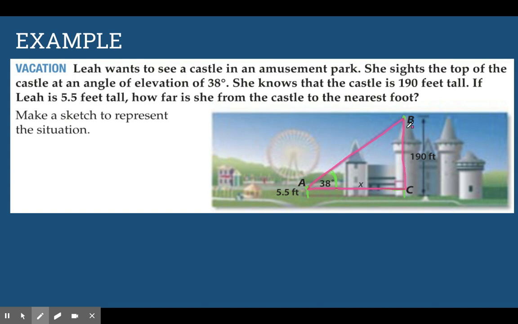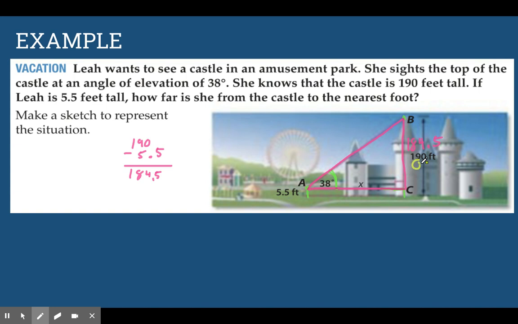This side length here is actually not 190, but it's going to be 190 minus 5.5, which ends up being 184.5. So that means this side length over here is actually 184.5, right? And we're looking for x. The angle is still 38.